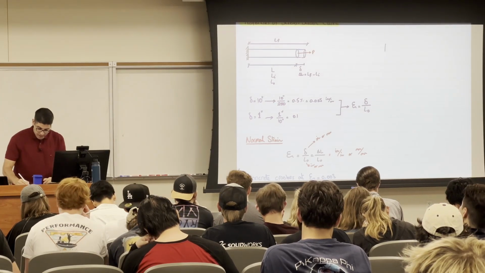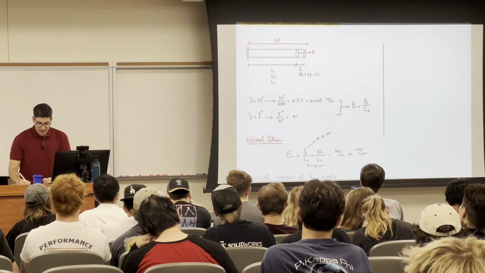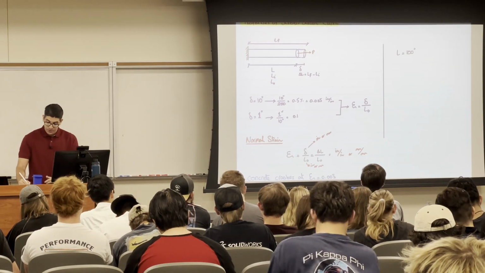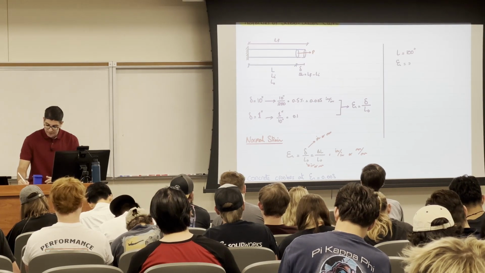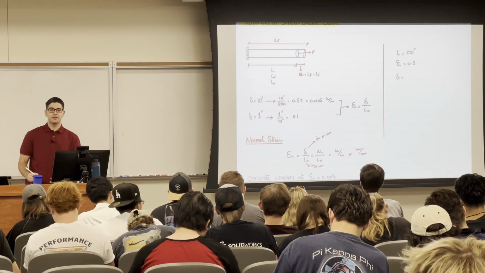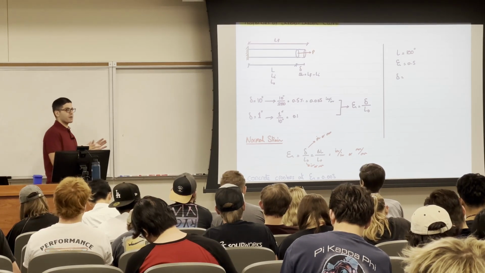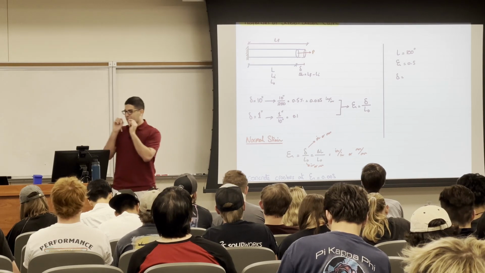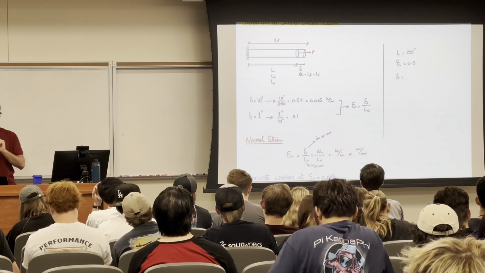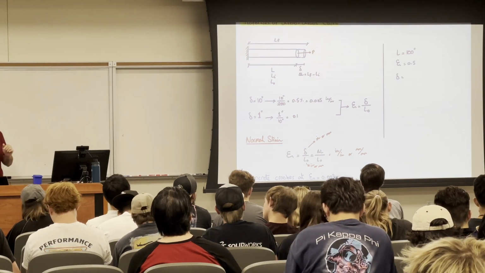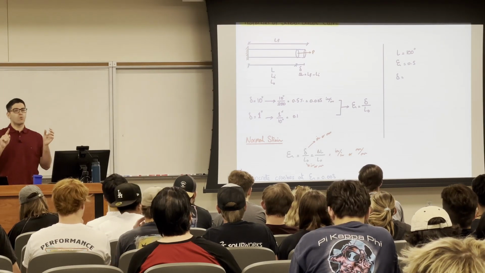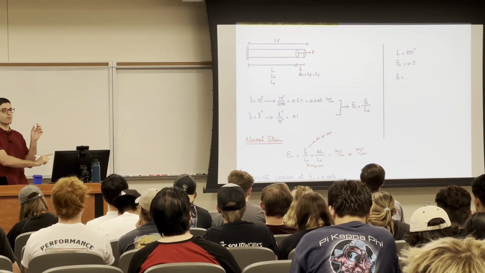If I have a member that's 100 inch long, and I tell you the strain of that member is 0.5, what is delta? Without looking at the equation, just remember the definition of strain. It is the amount of deformation per unit length. So 1 inch is going to deform by 0.5. Now, what about 100 inch? How much is it going to deform by? Anyone?